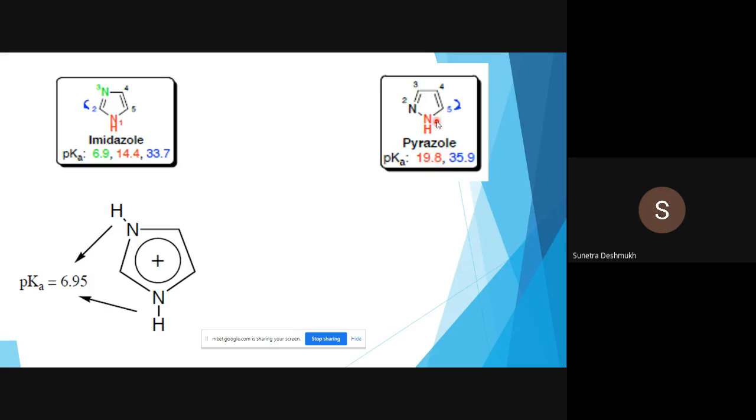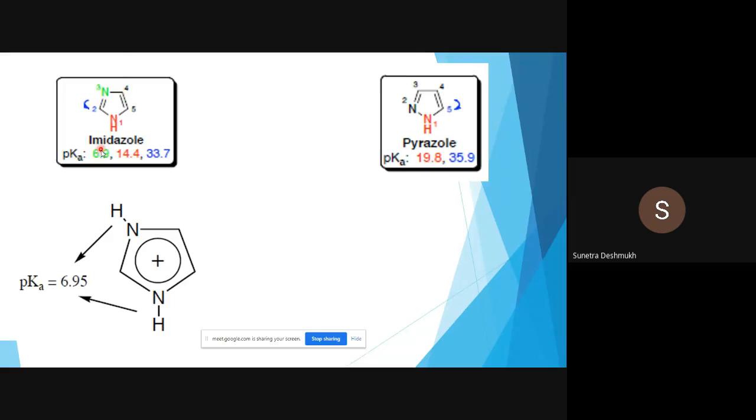So the pK value is 19.8 in pyrazole for this NH, the hydrogen atom attached to nitrogen, and in imidazole the pK value of this NH is 14. Next one, the pK value of the CH bond in the presence of these two nitrogen atoms in imidazole, the pK value of this CH is 33, because that one is present between two nitrogen atoms, and the pK value of CH of pyrazole, all the CH 3, 4, 5 CH, they are 35.9.